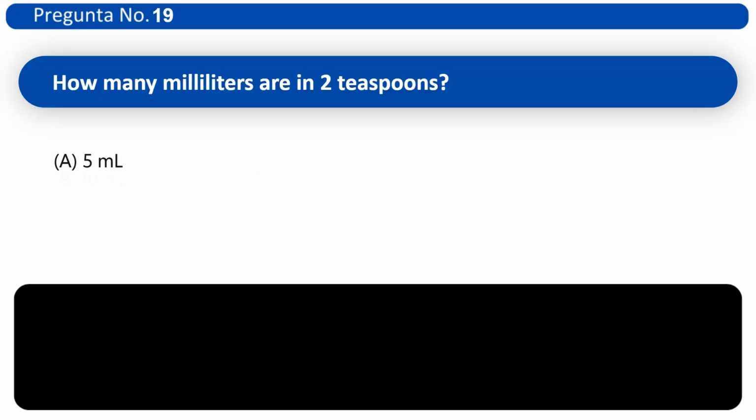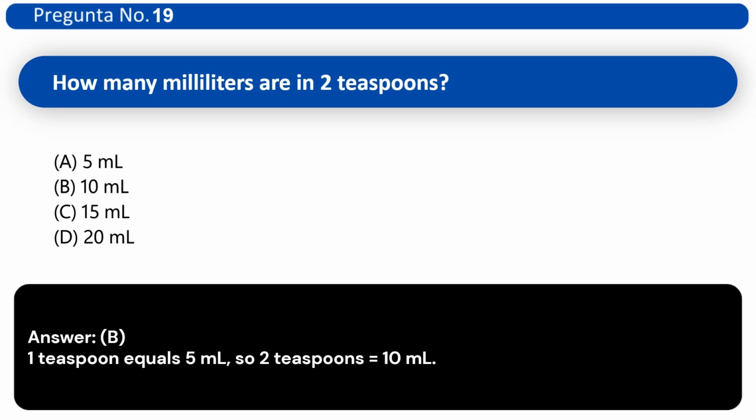How many milliliters are in 2 teaspoons? A. 5 milliliters. B. 10 milliliters. C. 15 milliliters. D. 20 milliliters. Answer B. 1 teaspoon equals 5 milliliters, so 2 teaspoons equals 10 milliliters.